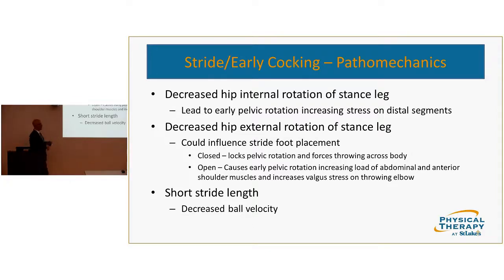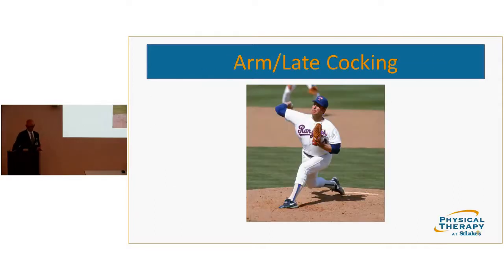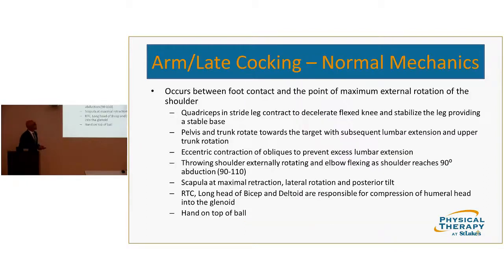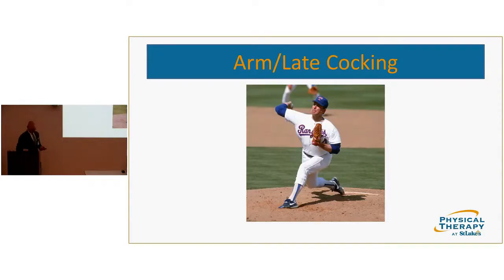Short stride length is associated with a decrease in ball velocity. So, again, maybe to unload somebody's shoulder, you start that way. But again, know that it's going to decrease their ball velocity. How much external rotation does he have? Quite a bit, right? See his front foot? He's actually probably pretty straight, not even turned in a little bit.